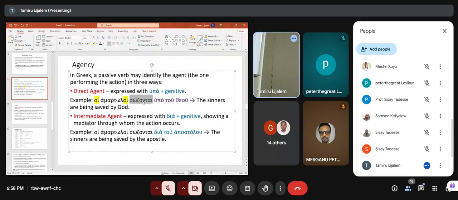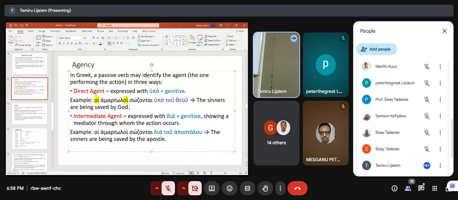Sozo is save. The soz is the stem. The omicron is the connecting vowel. Tai is the middle or passive suffix. This one is hupo tou theou, the genitive direct agent. Hupo, this one is by God. The sinners are being saved by God.